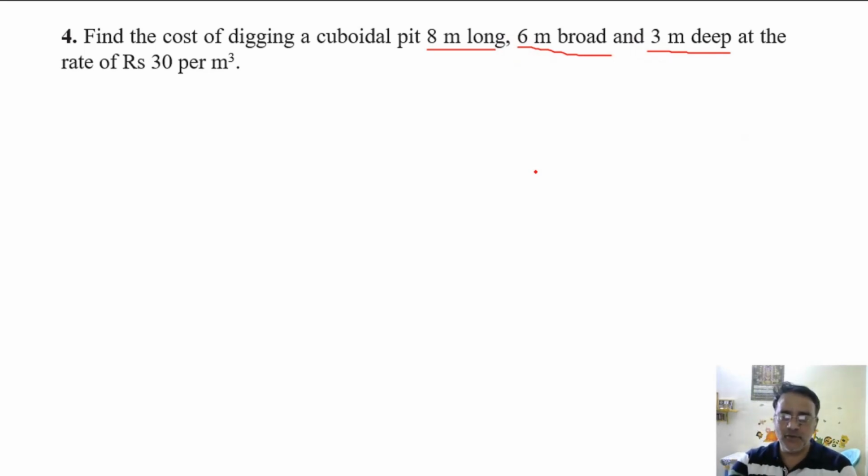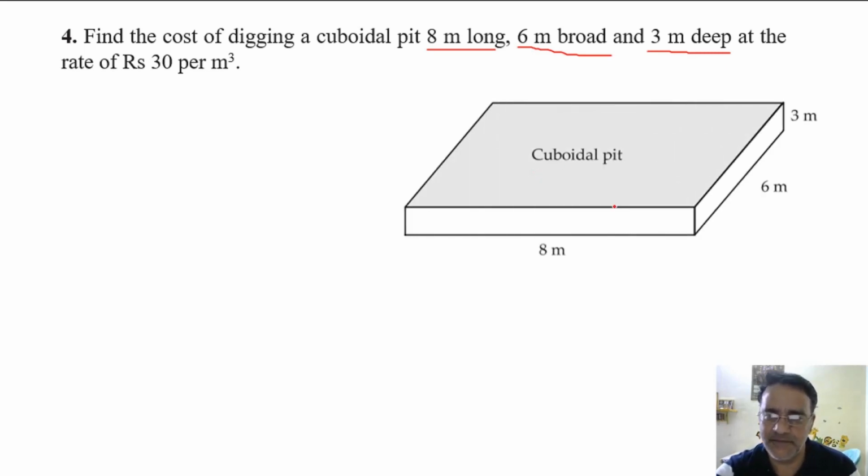So digging मतलब खोदना होता है, right? So if we are digging a cuboidal pit, this is the figure, rough figure. This is the cuboidal pit, okay? And what we have to find, the rate is given per meter cube. That indicates you have to find volume.